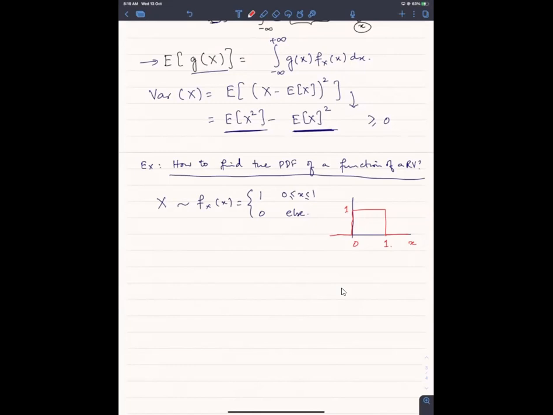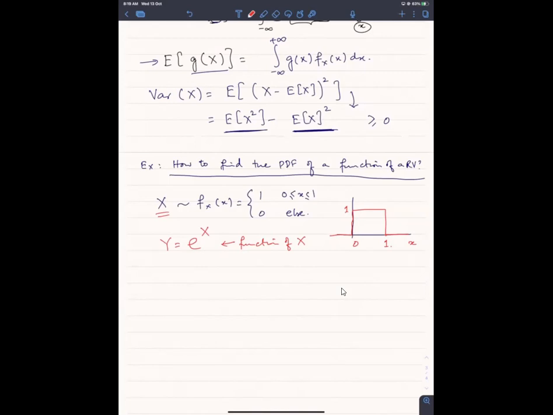Okay. Now, define a function of x. We know the PDF of x. Let's say y is equal to e to the power x. It's a function of x. And I'm being asked, what is the probability that y takes a certain value? Or what is the expected value of y? Y के बारे में कोई question पूछते हैं.